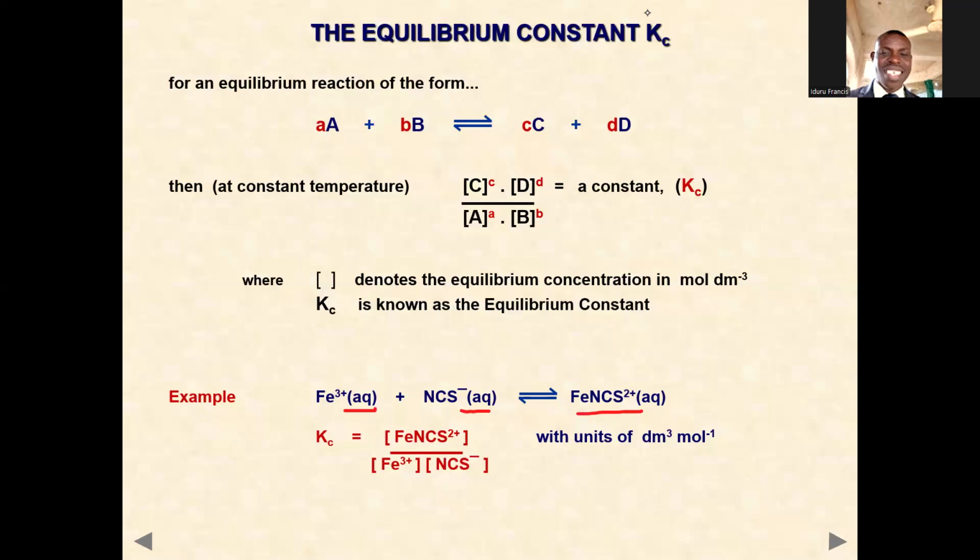They will ask you to write the value of Kc, or write the formula for the equilibrium constant. You will see that each of these is to power 1. So Kc will be the product, FeNCS2+ in square brackets, over the reactants, Fe3+ in square brackets to power 1 and NCS- in square brackets to power 1. When it is power 1, we don't show it, because 1 times the concentration remains the same. It does not change. So when it is raised to power 1, we do not show it in the formula.